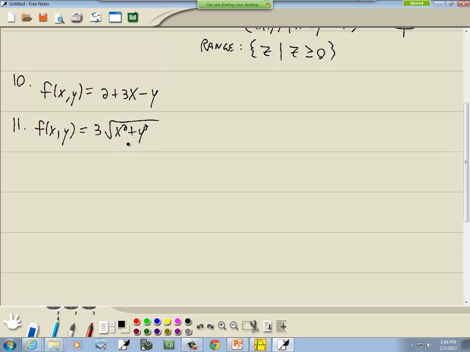And if I think about what x squared plus y squared entails, this part right here has got to be positive or equal to 0. So we're going to have x squared plus y squared is greater than or equal to 0. So let's take a look at it.